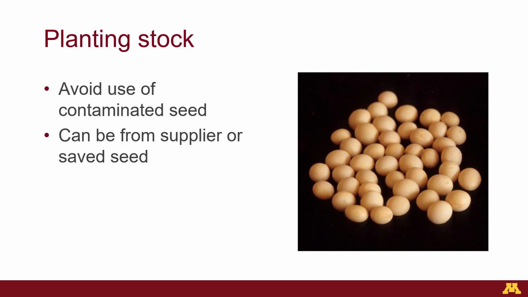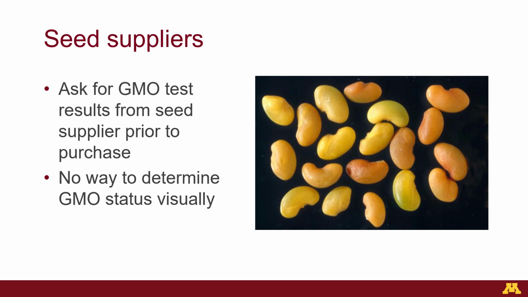The first step to avoid GMOs is to not plant contaminated seed. Contaminated seed means that your seed stock contains some percentage of seeds that are GMO, so you are unintentionally planting a GMO crop. This can happen if a supplier sells you contaminated seed, or if you replant seed from your own crop that was contaminated by pollen drift or was somehow mixed with GMO seed in storage. You can request GMO test results from seed suppliers. There is no way to visually distinguish GMO from non-GMO seed. Only a genetic test can say for certain whether transgenes are present in a seed.